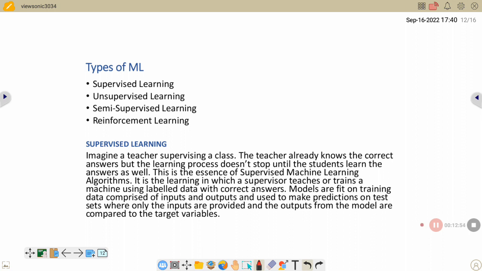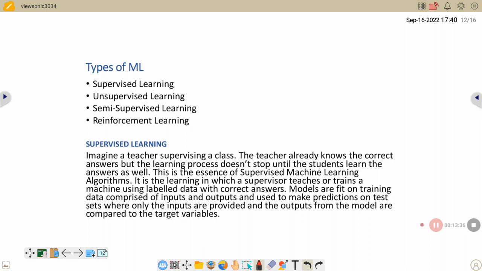So imagine a teacher is supervising a class. The teacher already knows the correct answers, but the learning process does not stop until the students learn the answers as well. This is the essence of supervised machine learning algorithms. It is the learning in which a supervisor teaches or trains a machine using labeled data with correct answers. Models are fit on training data comprised of inputs and outputs and used to make predictions on the test set, where only the inputs are provided and the outputs from the model are compared to the target variables.